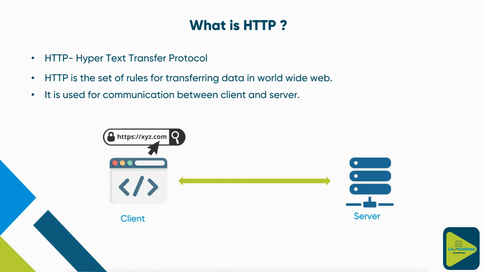The data you are sending from the browser is called request. The data you get back from the server is called response. That's how browser and web server communicate with each other in the form of request and response. This communication is only possible through HTTP protocol. Now we're going to look at why we need web API.